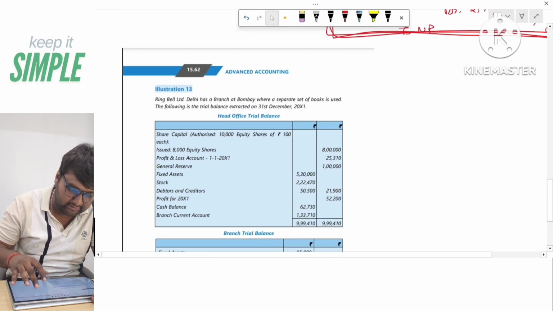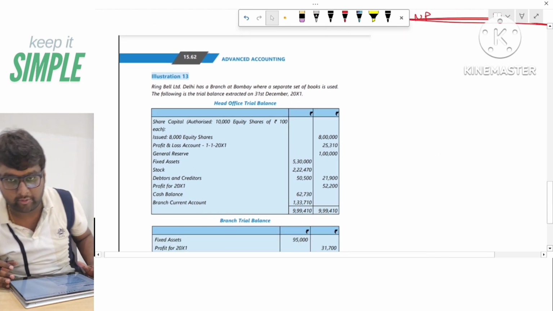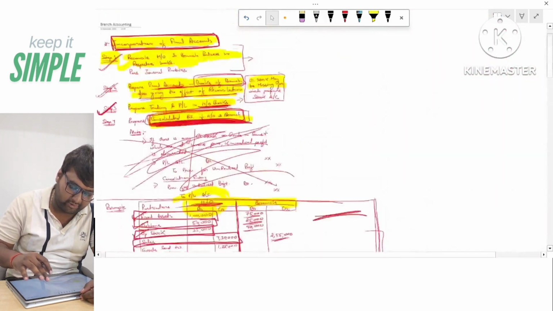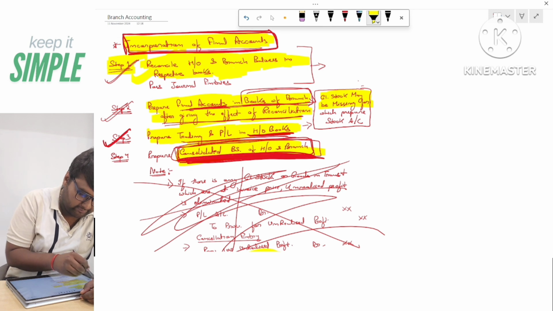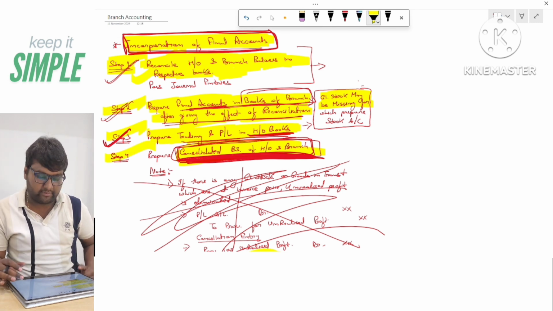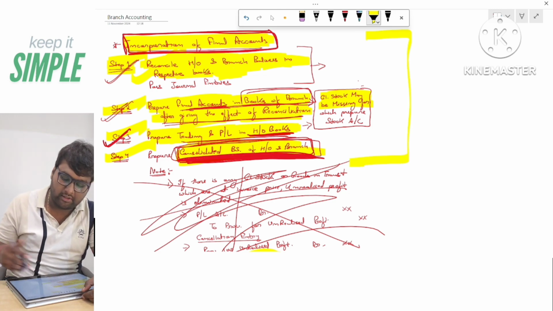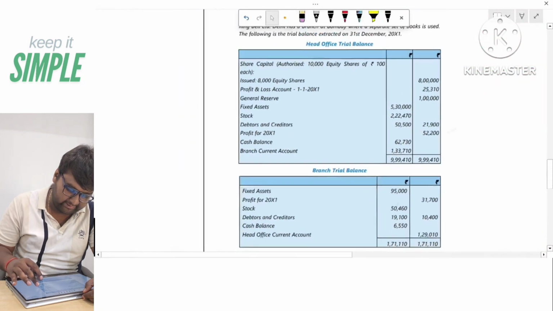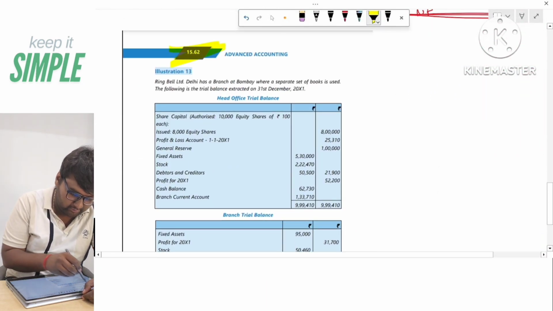So in the last class we started branch accounting, and today is the second class of our branch accounting. In the very first class we learned the steps for incorporation of financial accounts. There were four steps. Today we will do one more sum to get better clarity on these steps. We'll do one problem from the Institute Material itself. You can open page number 15.62, illustration 13.